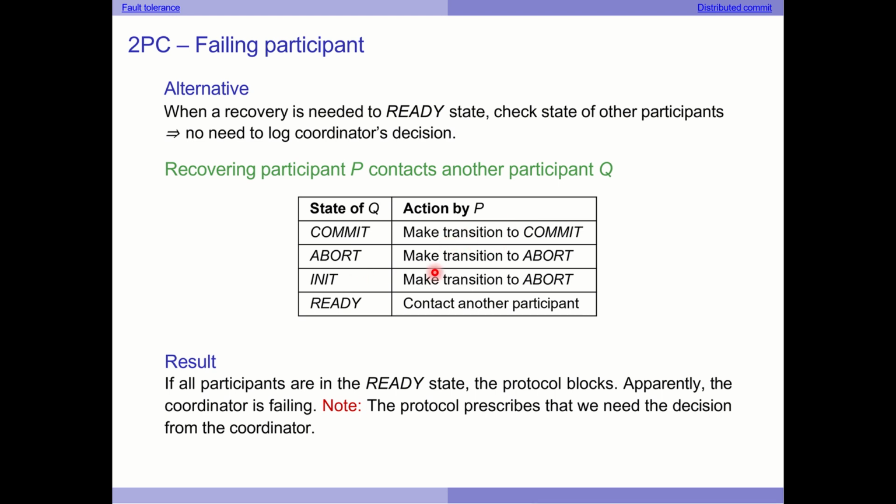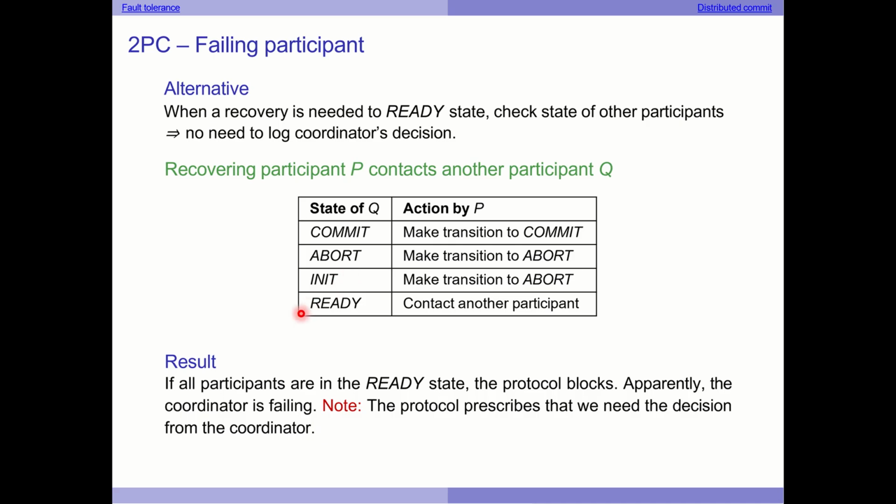If it's abort, this one is easy. Commit, abort, init is easy. They just continue, because even if they are doing the same thing all over again, it won't have any effect on the transaction.